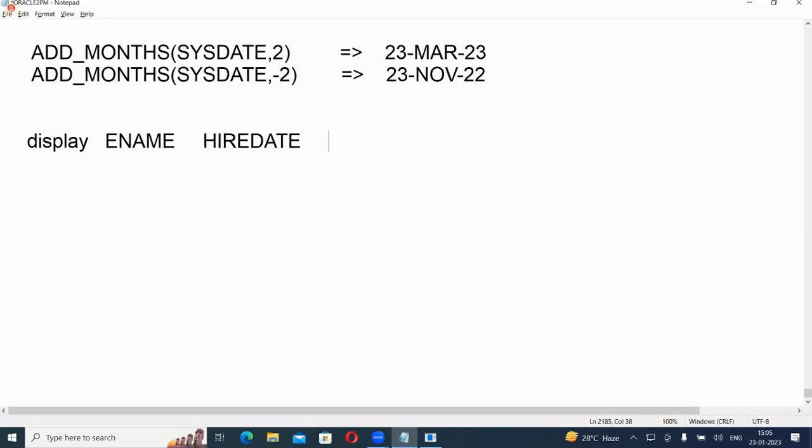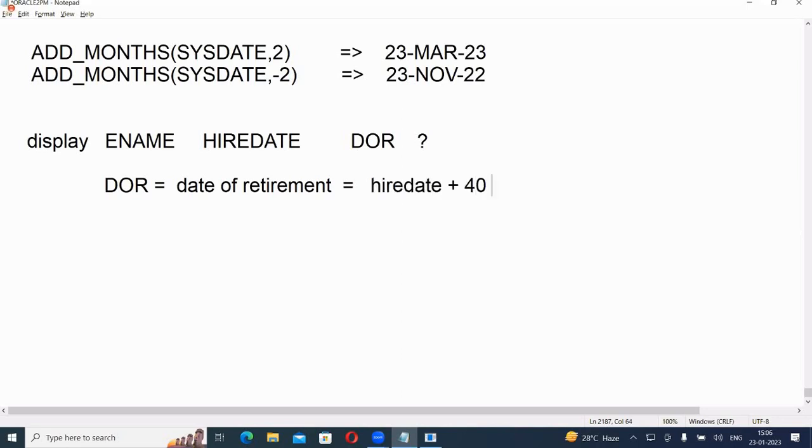Next one, hire date, DOR. Every employee, I want to show DOR. What is DOR? Date of retirement. For government employees, retirement date is fixed. When you join, your retirement date is also fixed. Understood or not? Suppose, I'm just taking my own example, it's not exactly like this, I'm taking hire date plus 40 years. After 40 years, the employee should retire.